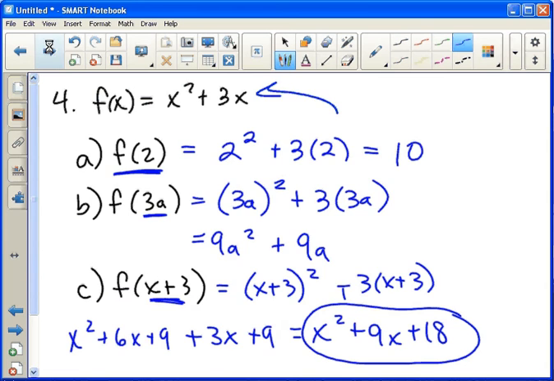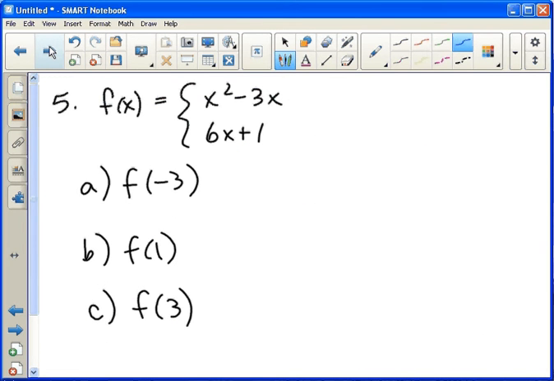Okay, in this next one we have a piecewise function, so we have to determine, oh, I forgot to write the rest of it. One moment. X less than 1, x greater than or equal to 1. So you have to determine which one to plug it in.